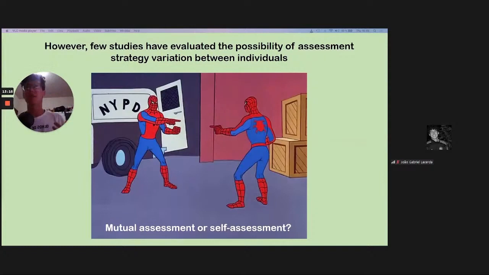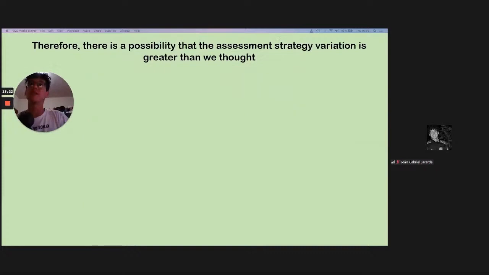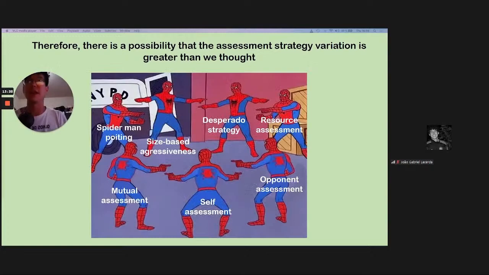So an implication for our study is that we strongly recommend considering that assessment strategy variation may be greater than we thought, and we should try to test this possibility in every study where it is possible. So this different approach gives us new insights about assessment strategy in animal contests.